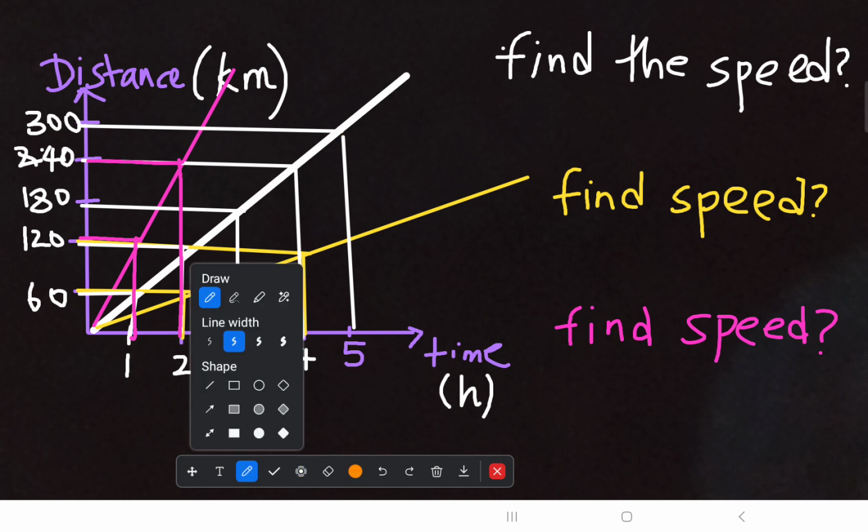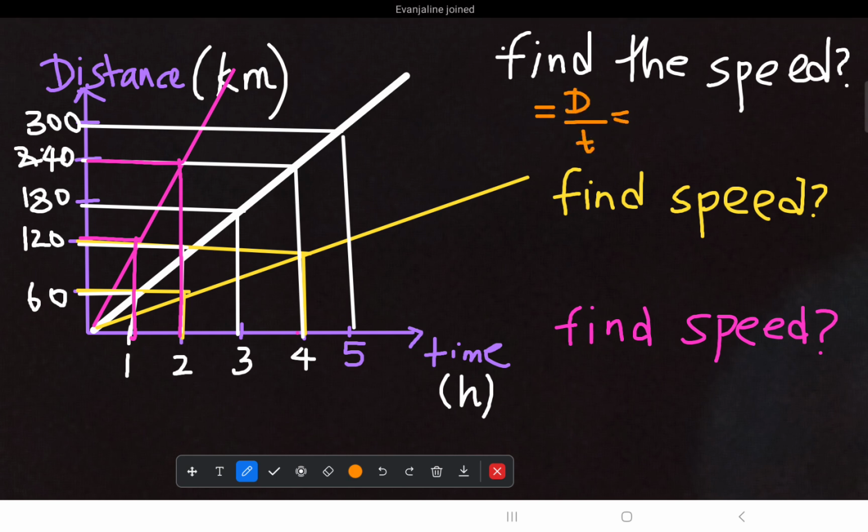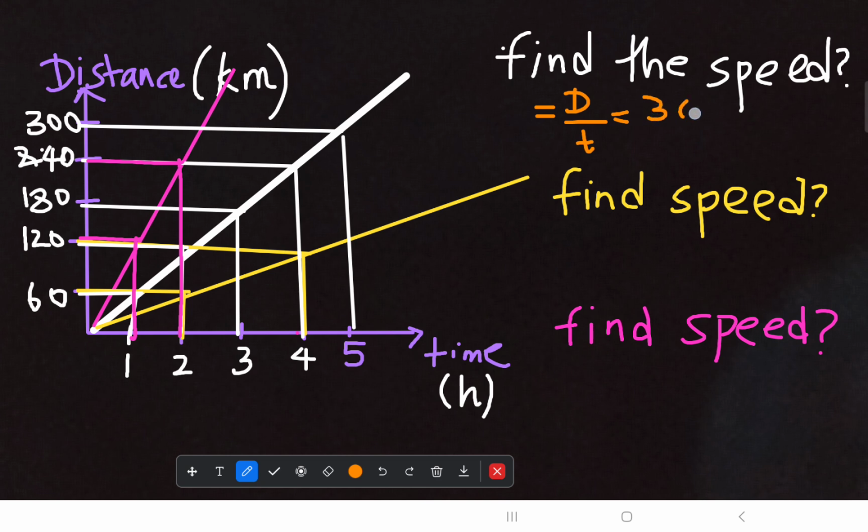I'll select 305. In this case, to find speed, I have to divide distance by time. The distance it traveled is 300 kilometers, that should be divided by the time it took. This is the point I am considering to find the speed for the first white color graph. Distance 300 kilometers was traveled within 5 hours. So when we divide that, 300 divided by 5, that will give you 60 kilometer per hour.